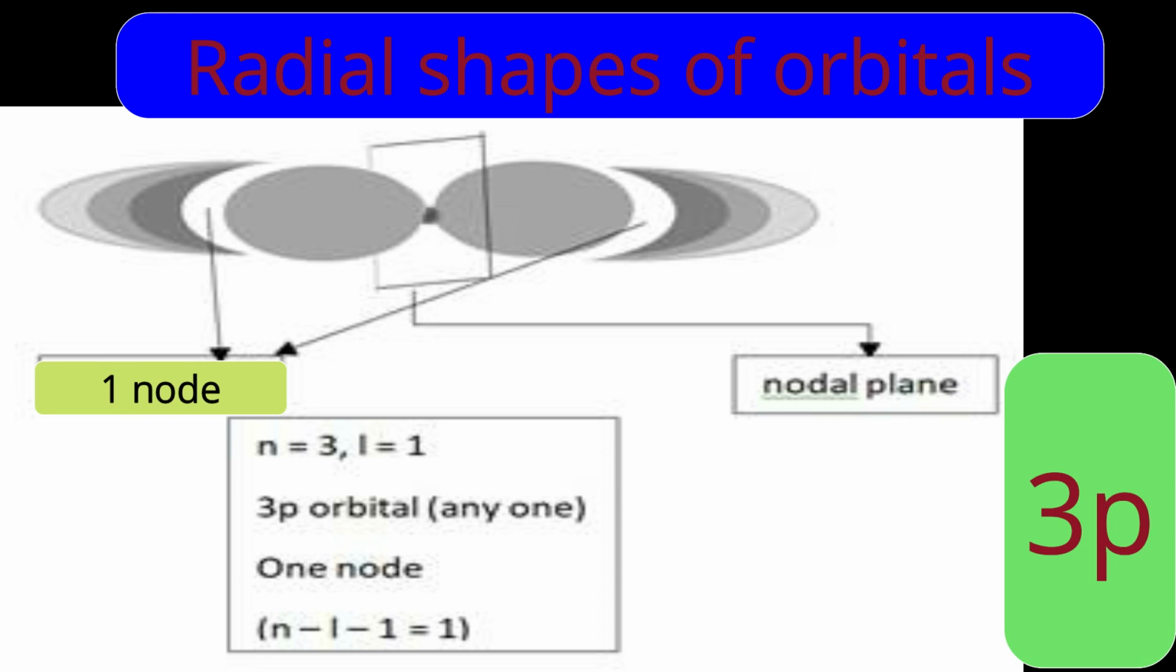Radial coordinate R, to the right side. Electron density is there, slowly it will decrease, and at one point there are no electrons. No electrons, no wave function, what is that? Node. Yes, there is one node.